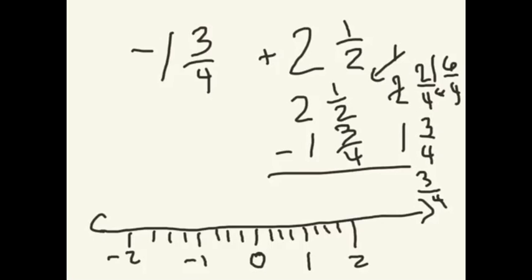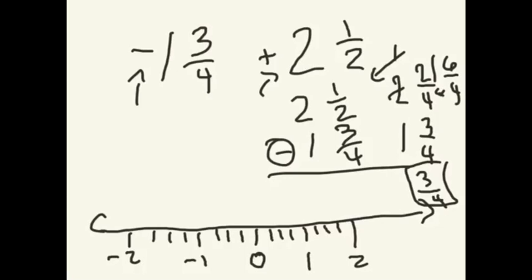Now I'm going to look back at the sign of these two numbers. Since they were different, I knew that I had to subtract, but now I need to know the sign of my answer. Since the 2 1/2 is a larger number, my 3/4 is going to stay positive because 2 1/2, which is my original number, was positive.